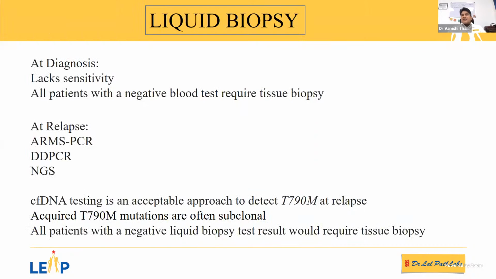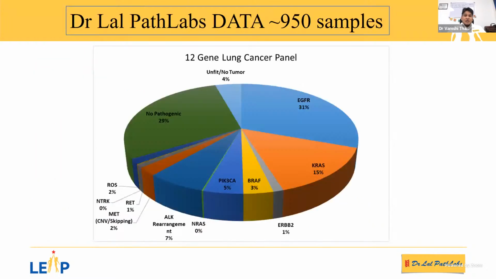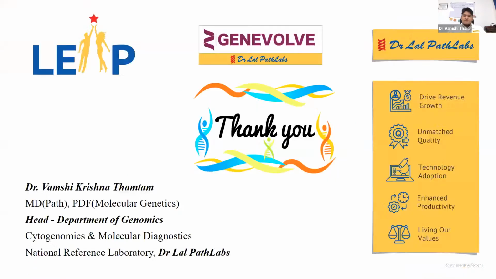Liquid biopsy at diagnosis lacks sensitivity, but at relapse, it is the best to look at resistance mutations in the form of T790M or C797S. And this is data of 950 samples, wherein we have 31% EGFR mutant, 15% KRAS, 3% BRAF, 7% ALK, 2% MET exon 14 skipping, and no pathogenic mutations in about 30%, as is seen in the literature.